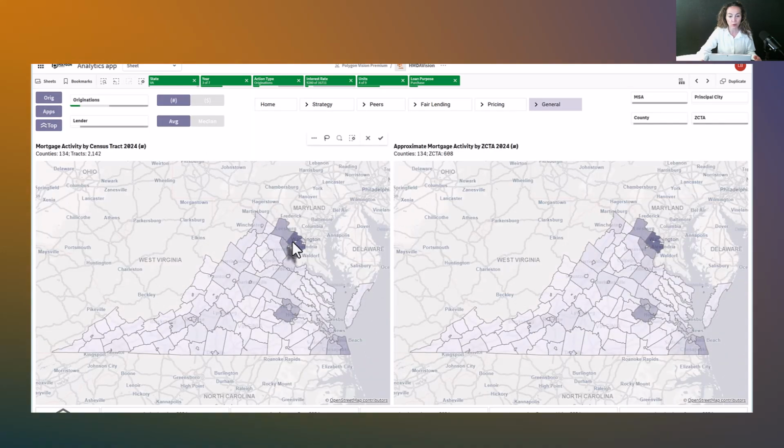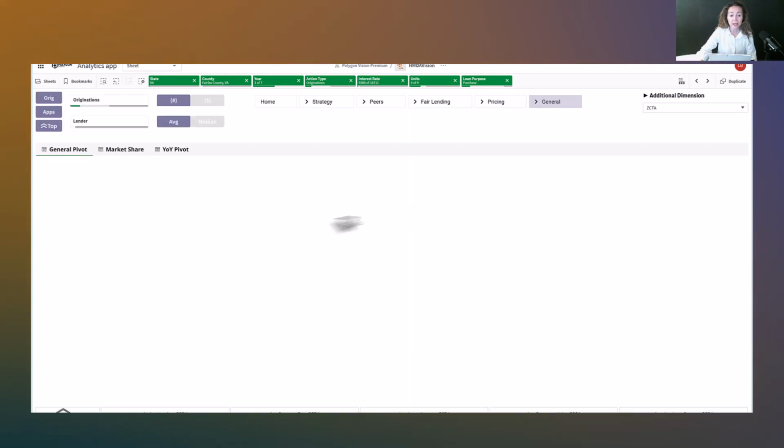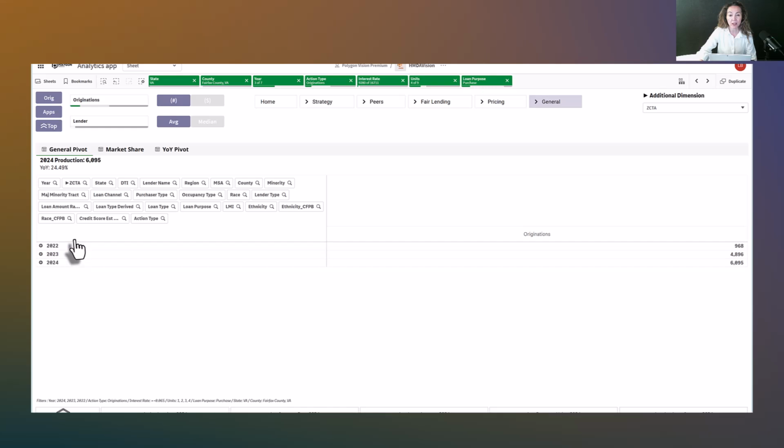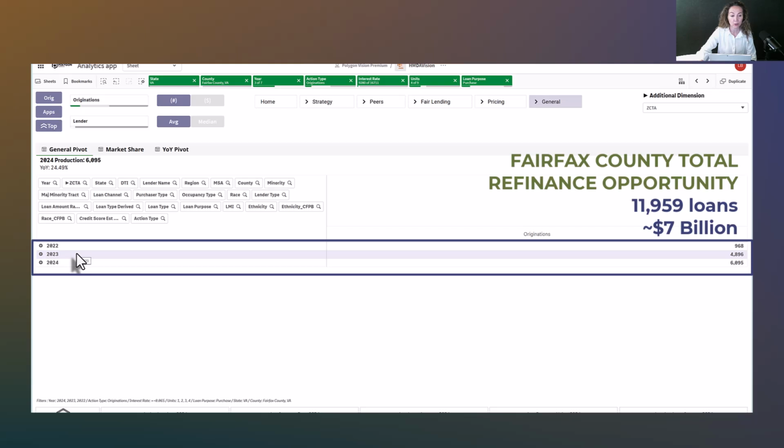And let's go to Fairfax County. And just like that, we are able to focus and size the opportunity based on loans that were originated in 2024. To see everything at a glance, we can go to our pivot analysis, a powerful tool to analyze the data in a tabular format. And with precision, we can define the refinance opportunity that comes from 2022, 23, and 24.